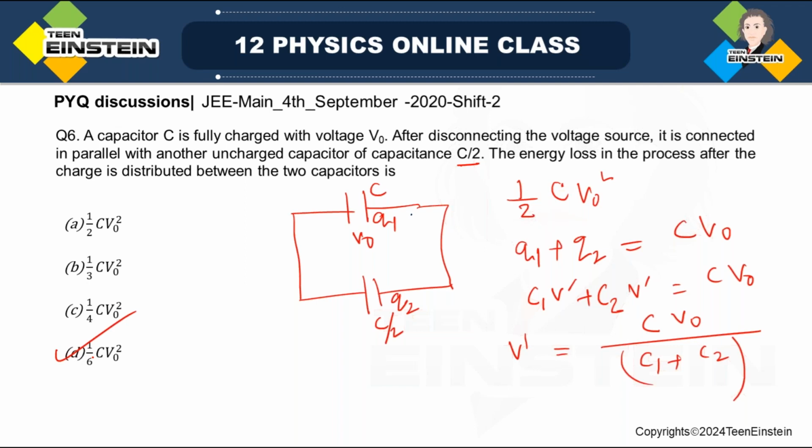Okay, so we can do this from here also. Look, we can get the formula from here also. You can write half CV square, half CV prime square, and then take the difference of those two.